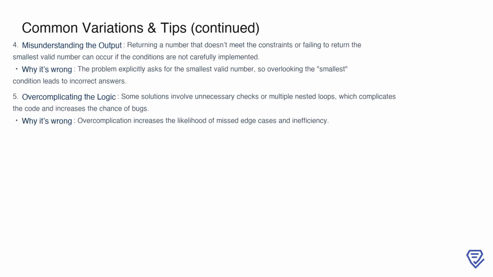Additionally, overcomplicating the logic is something to avoid. Solutions that involve unnecessary checks or multiple nested loops not only make the code harder to read but also increase the chance of bugs creeping in. Overcomplicated logic makes it easier to miss edge cases and typically results in inefficiencies. By focusing on clarity and simplicity, you can build a robust solution that is less prone to errors.